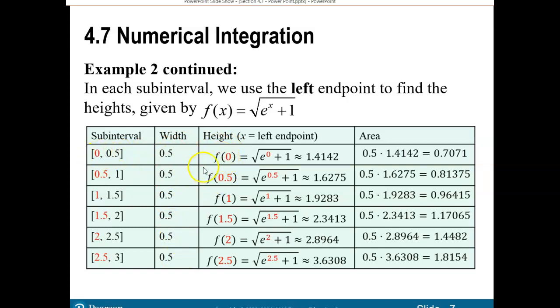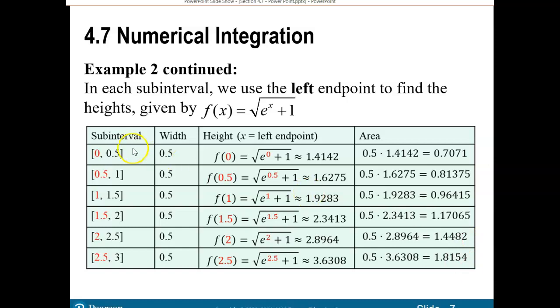So plugging your left endpoint into the function, our function was this, the square root of e to the x plus 1. Plug the left endpoint into that same function, plug in this left endpoint, plug in this left endpoint, all the way through, all get plugged into here. Calculator gives me these numbers. So then your area, width 0.5 times height. Width times height equals width times height, all the way through. Okay, I would suggest setting up tables like this to organize your work because there's a lot of calculations going on in these problems.